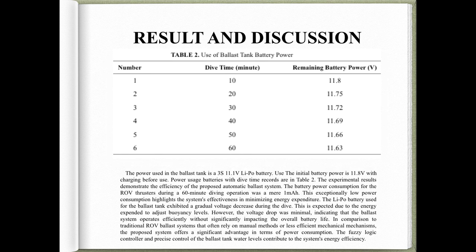Table 2, use of ballast tank battery power. The power used in the ballast tank is a 3S LiPo battery. Use the initial battery power, charging before use, power using batteries with dive time recorded in table 2. The experiment result demonstrates the efficiency of the proposed automatic ballast system compared with the traditional one. However, the voltage drop was minimal, indicating that the ballast system operates efficiently without significantly impacting the overall battery life.